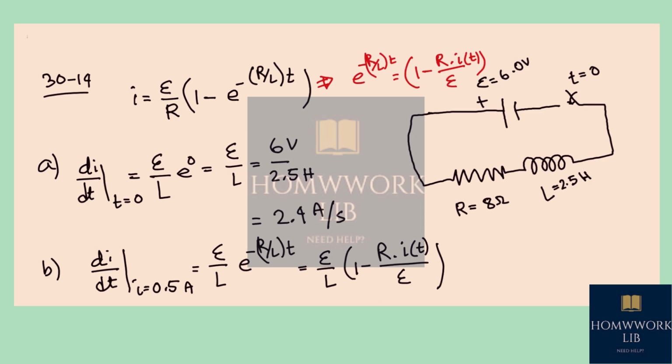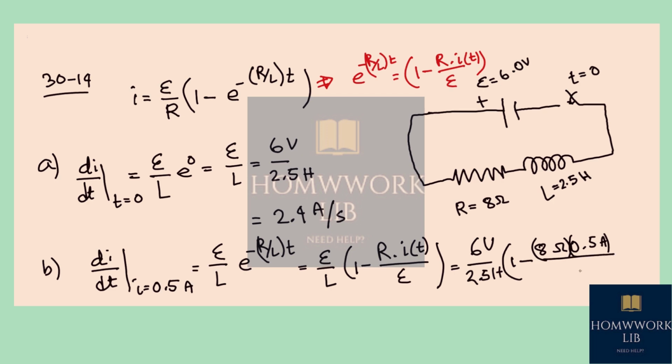Now using the given numbers, this is equal to 6 volts by 2.5 Henry times 1 minus R, which is 8 ohms, times the current, 0.5 ampere, divided by the EMF voltage, which is 6 volts. Combining this, we get 0.8 ampere per second.